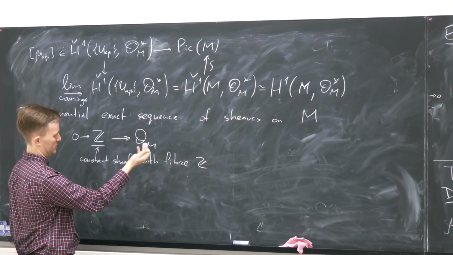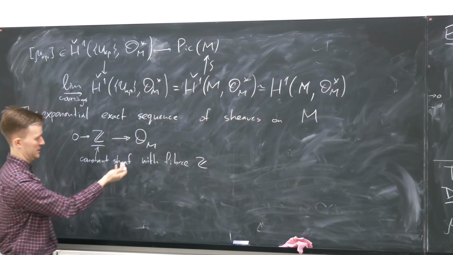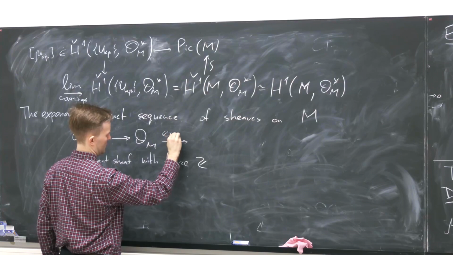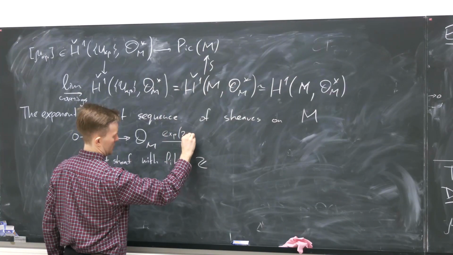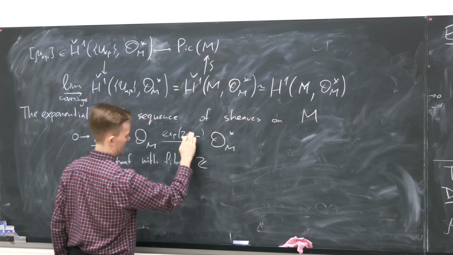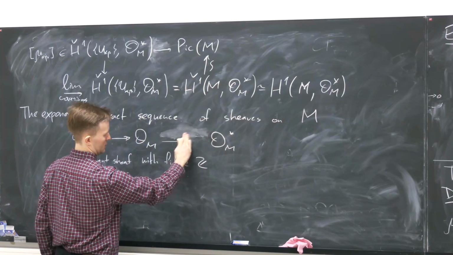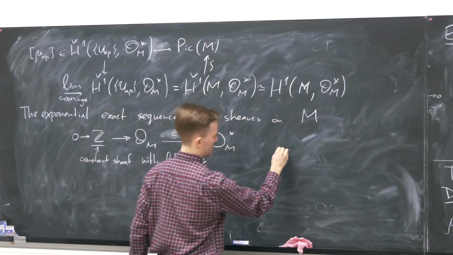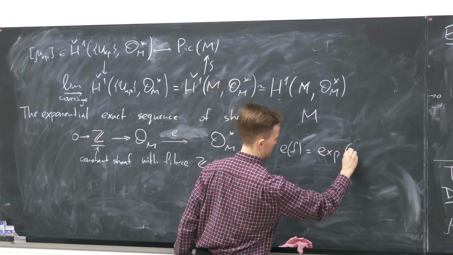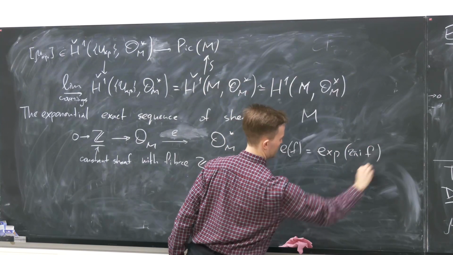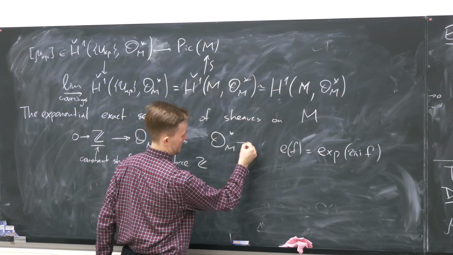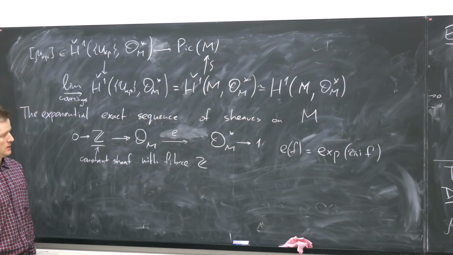And of course, a constant function is holomorphic, so it gives me a section of the structure sheaf. And from here I go by the exponential map to O_M star. Let me write it. This e of a function is just the exponential of 2 pi i times the function. And this is also surjective. So this is an exact sequence of sheaves.